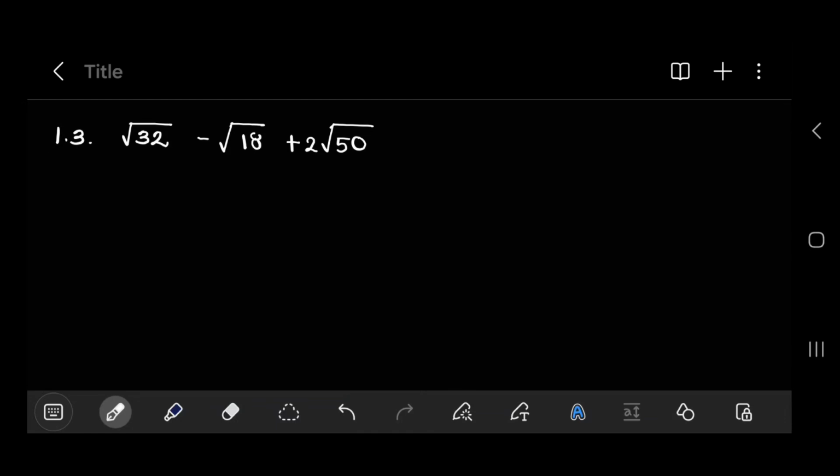So here's what we're given, and we're going to start off by simplifying each surd. So the square root of 32 can be rewritten as 4 square root 2. The square root of 18 is 3 square root 2, and the square root of 50. Remember, there's this 2 in front, okay? So whatever the square root of 50 is, it's going to be multiplied by that 2 in front. That is going to be 5 square root 2.